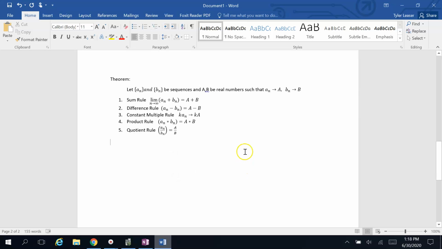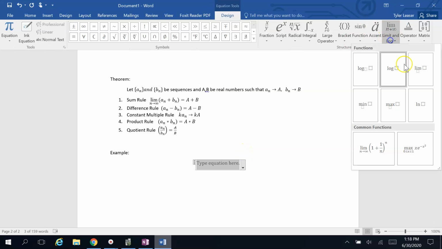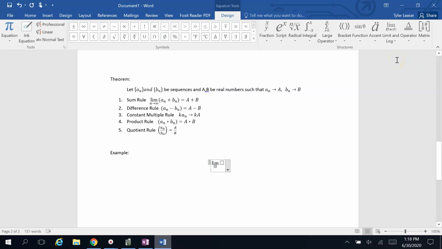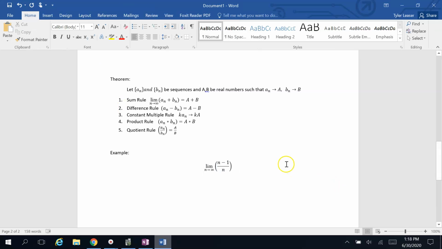All right, now that we have these properties, we can answer a few more questions and look at some more homework examples. So the first one we'll look at is let's try to find the limit as n goes to infinity of the value n minus 1 over n. Okay. Cool. At the end of this section, we're going to get to a very easy way to do these, but for now we're using these rules.